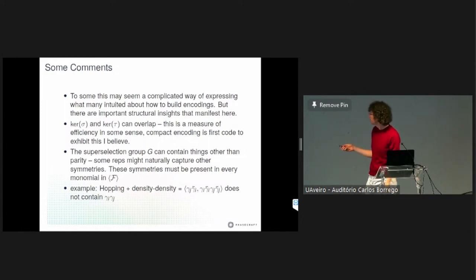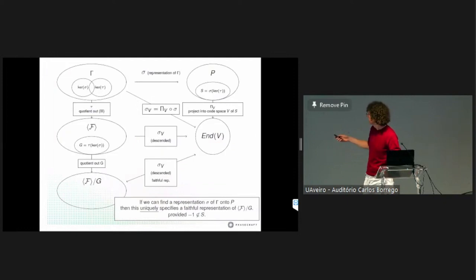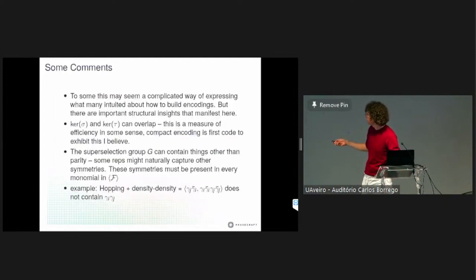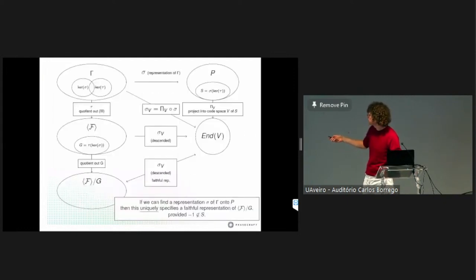First, these two kernels can overlap. What does that mean? It means that it's a kind of a measure of efficiency, right? Because you can say, okay, this kernel here are product relations in this group that I want to have, right? And this kernel here are things that map to the identity in my Paulis, right? And so it's like I got these product relations for free when I didn't plan to, in some sense. So this is a measure of efficiency when these things overlap.